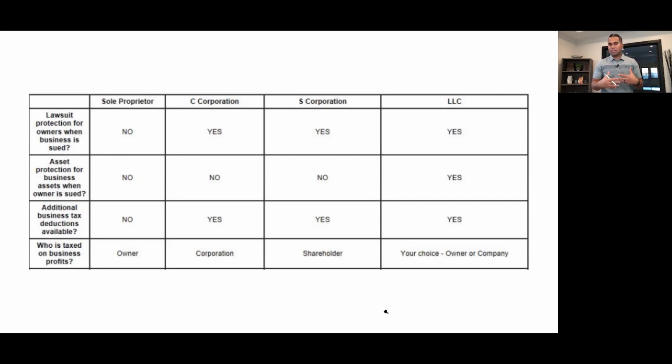Do you need to go set up an S corporation today? No. Do you need to go set up an LLC today? No. Figure out what the heck you're going to do first and then go and set this up. But make sure you do it with a competent attorney and CPA that know exactly what they're doing, and preferably some attorney or accountant that is in your industry already.